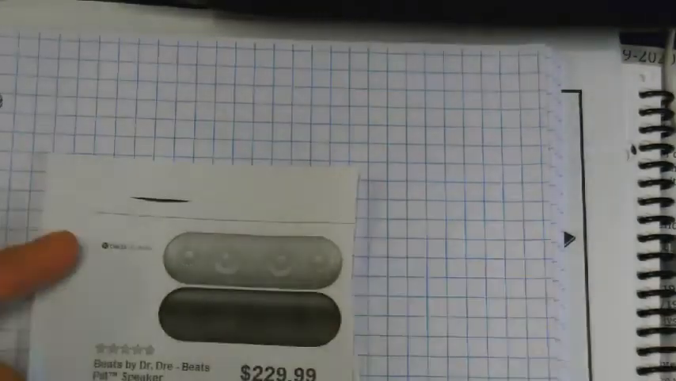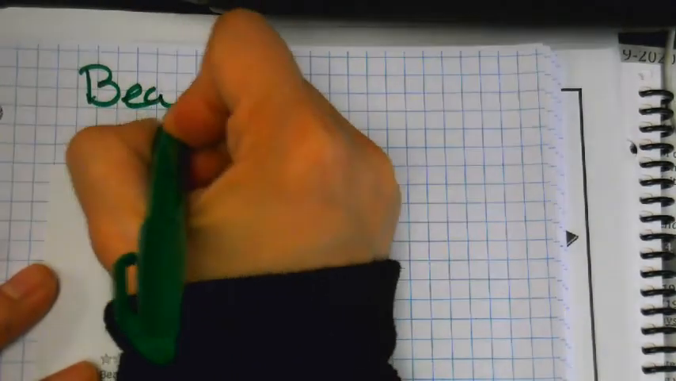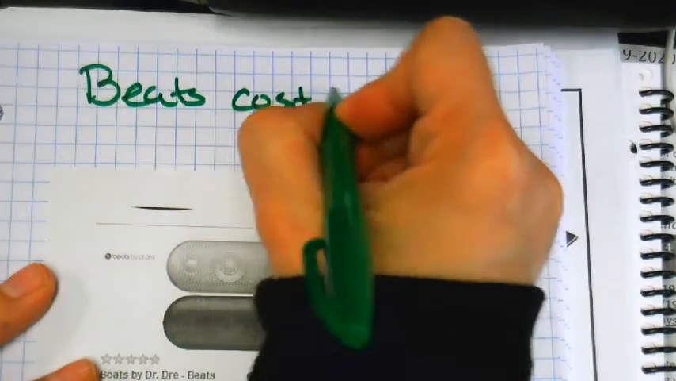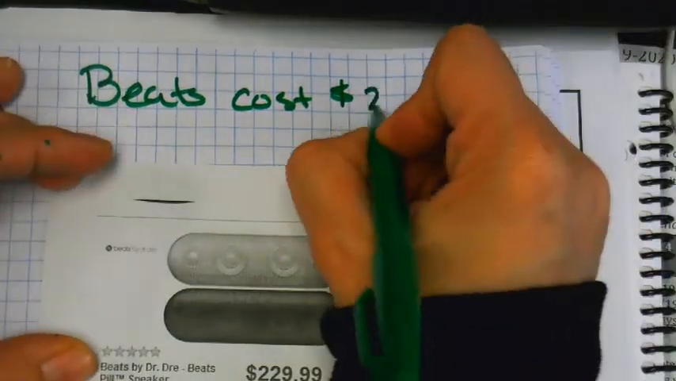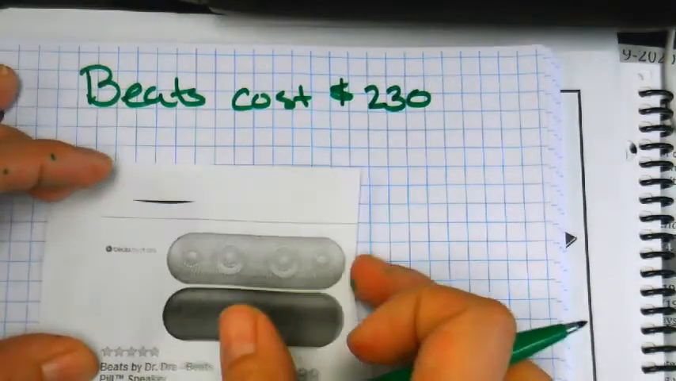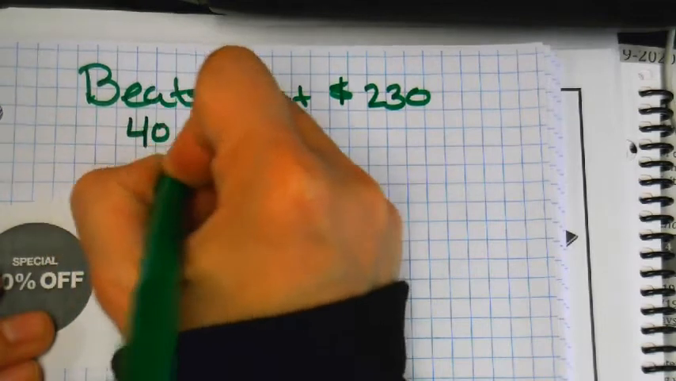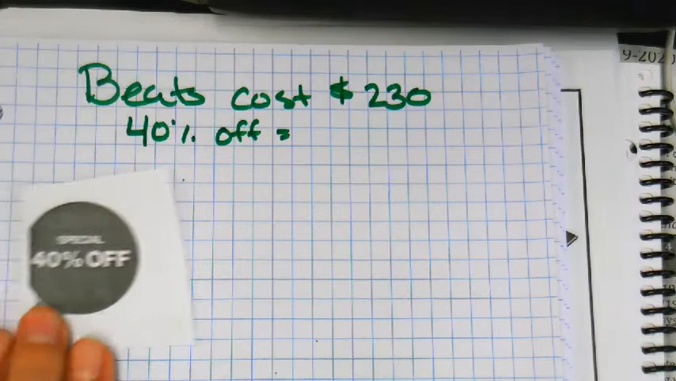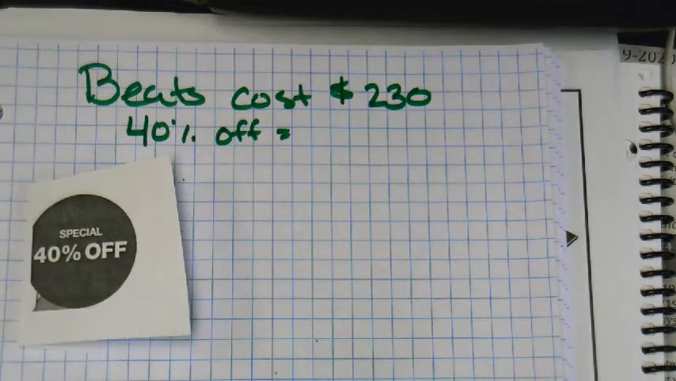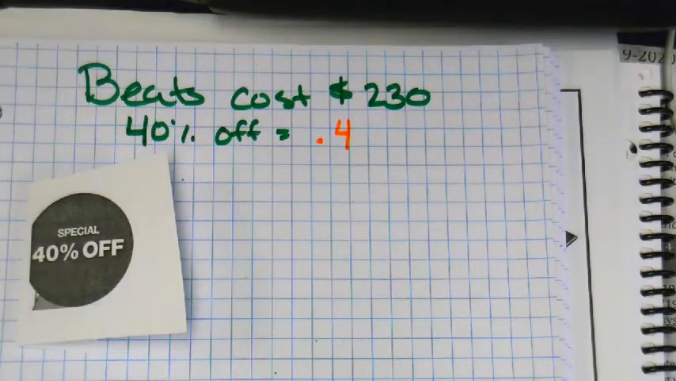So we're going to say that the Beats cost, what did we say they cost originally? $230. We're going to write this down. And it's 40% off, which is what as a decimal? What is 40% written as a decimal? 0.4. Do we need the 40? No, because that ends up being more numbers to multiply.